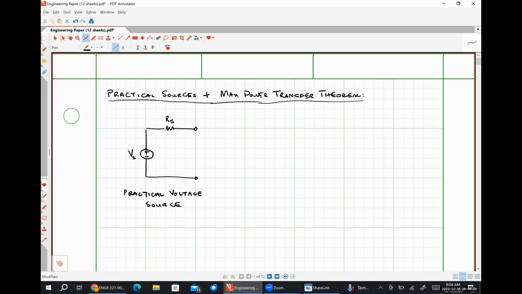And over here on the right, we're going to have a practical current source that's going to contain an ideal current source Is in parallel with a resistance Rs.